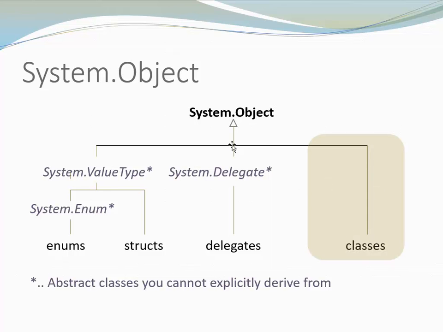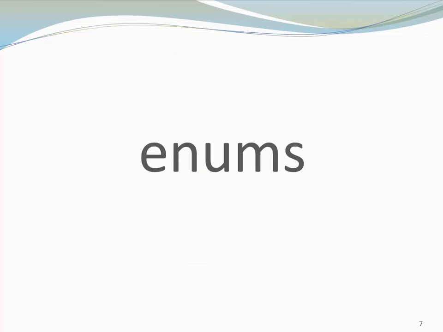Classes are objects. They derive from object, just the way we're used to from Java. However, in C# there are also other types that are objects. For example, delegates and also value types. There are two different types that are value types, enums and structs. This is what we're going to focus on in this video. So let's start with enums.